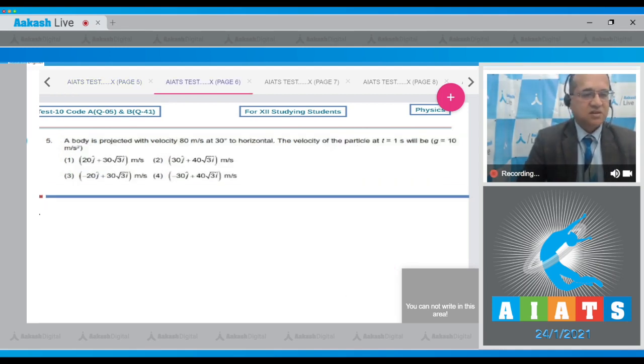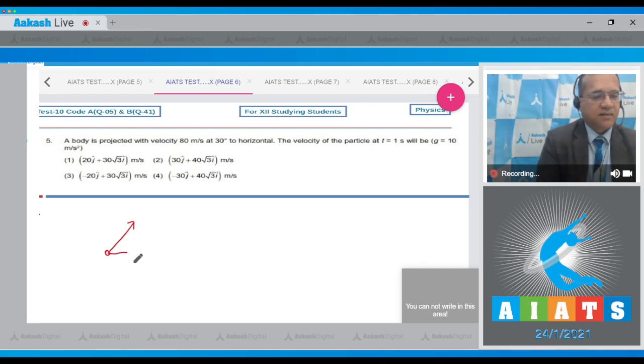The question number 5 says a body is projected with a velocity of 80 meter per second at 30 degrees to the horizontal. The velocity of the particle at t is equal to 1 second will be, given that take g to be equal to 10 meter per second square. Now dear student, what do you find? This is the initial projection location and this velocity is 80 meter per second, and we resolve in the horizontal direction. This angle is 30 degrees, so this would be 40 root 3 (80 cos 30), and in vertical this becomes 80 sine of this, that is equal to 40. That is at time t equal to 0. After some time, what happened?